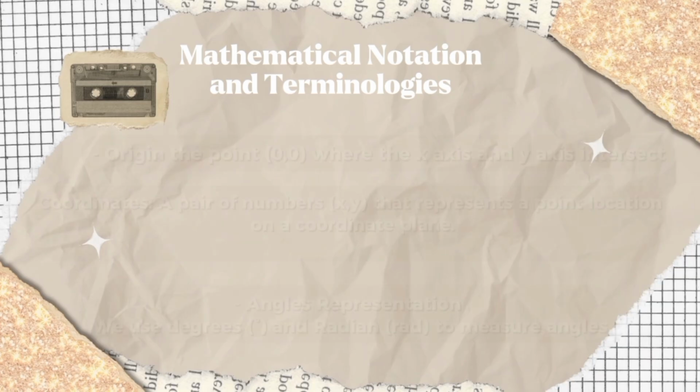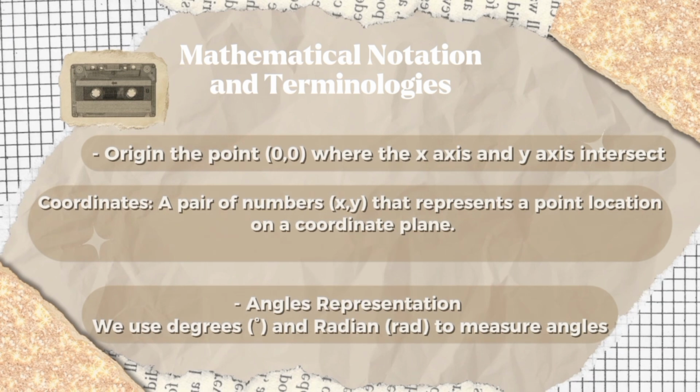So, here are some mathematical notation and terminologies. Origin: the point 0, 0 where the x-axis and y-axis intersect. Coordinates: a pair of numbers x, y that represents a point location on a coordinate plane. Angle representation: we use degrees and radians to measure angles.